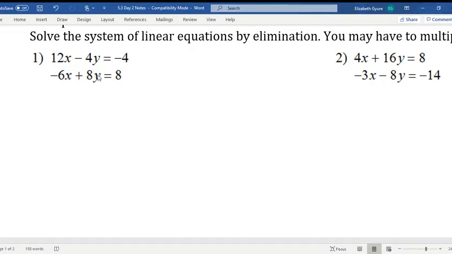Right now, nothing is going to cancel, but if you look at 12 and a 6, what happens if you take 6 times 2? You'd get 12. Then would those cancel? Yeah. Okay, so same thing over here with the y's. What if I instead decided to take this 4 and multiply it by a 2? Wouldn't that become negative 8y? Then wouldn't your y's cancel?